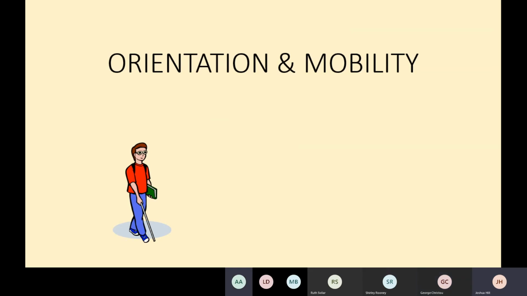Hello, my name's Avril. I'm the mobility specialist. We're sometimes known as habilitation specialists or rehabilitation officers, but we all do the same thing, and that's to further safety and independence with the children who we work with. Today, I'm going to refer to myself as the mobility specialist.